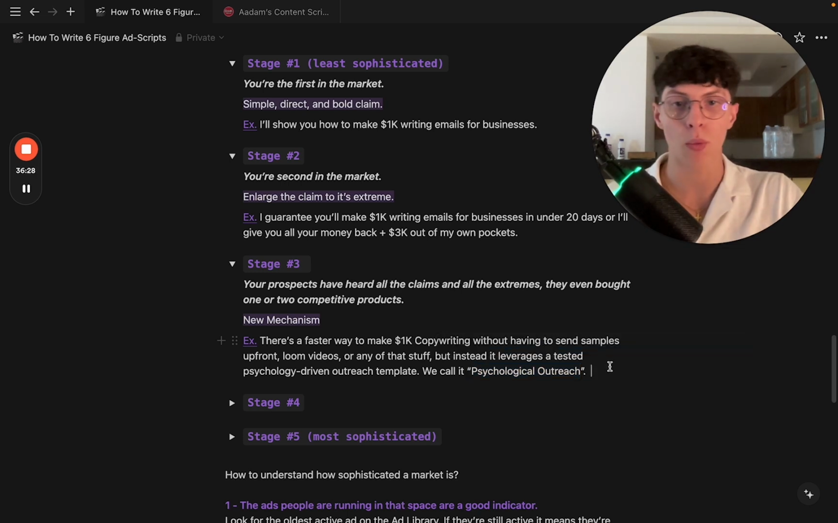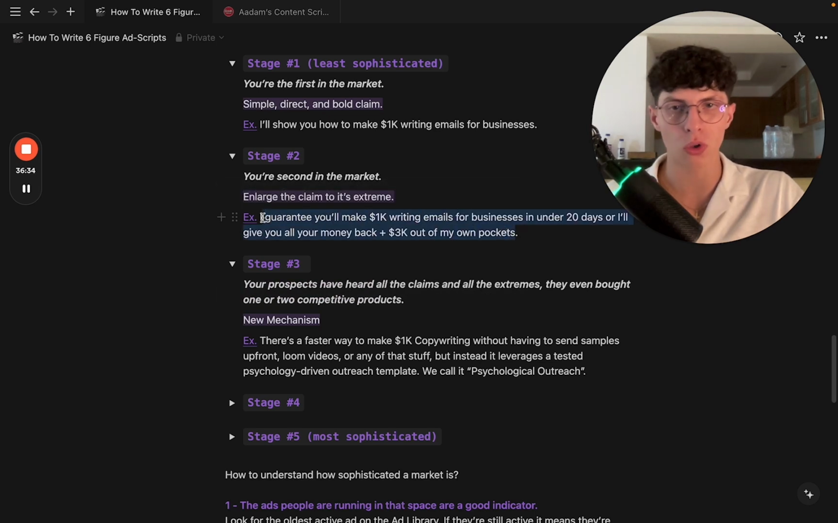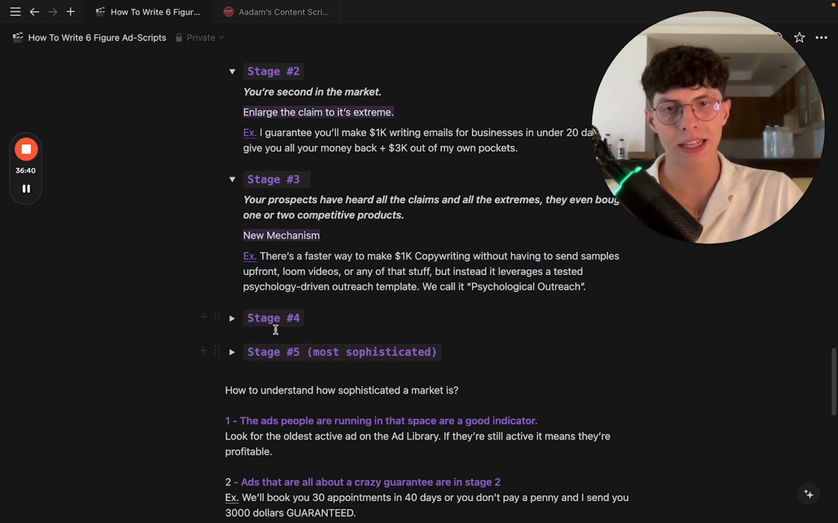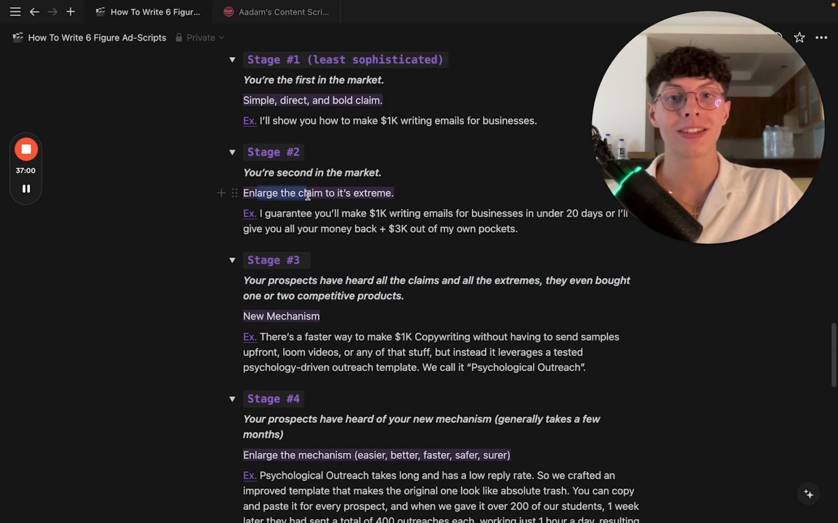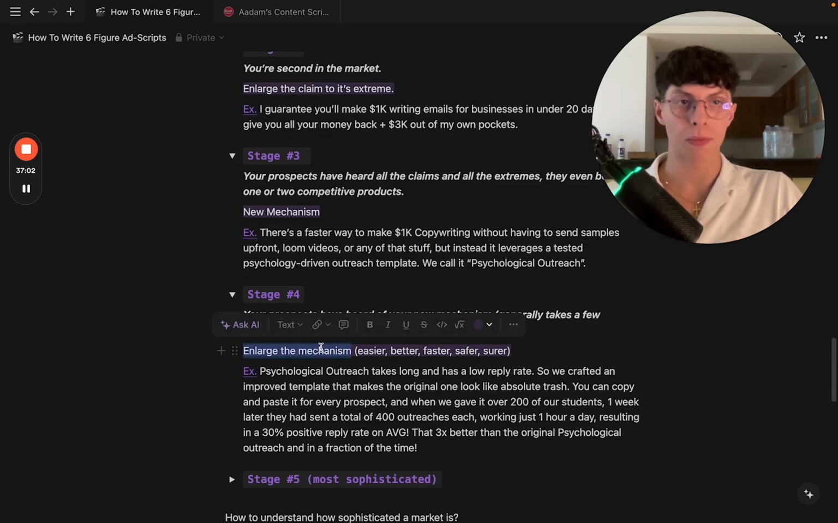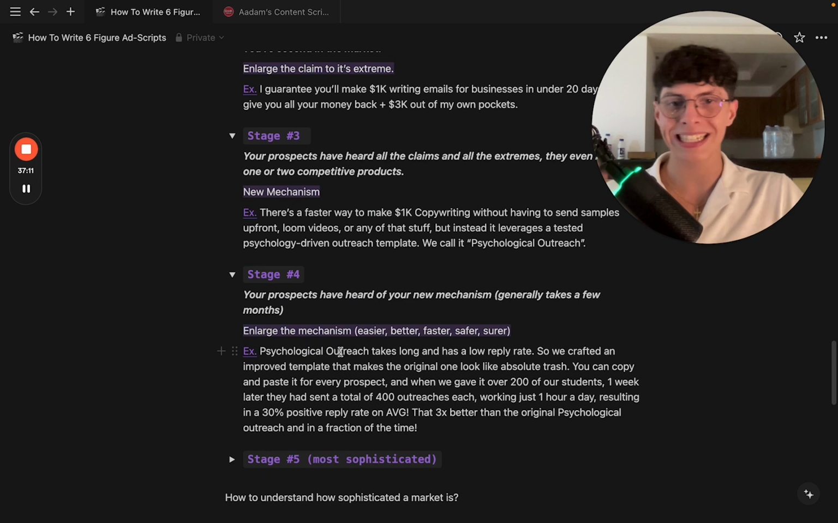And this is why when we find ourselves in stage number 3, when all of the claims have been used and they even bought some courses and failed, you need to hit them with a new mechanism. Okay, now that we understand this, what do we do when this new mechanism is not new anymore? In fact, it takes a few months until the new mechanism is not new anymore. So what you do here is you enlarge the mechanism. Here, we enlarged the claim, while here, we enlarge the mechanism. So we make it look easier, better, faster, safer, surer, all that kind of stuff. So let me give you an example. Psychological outreach takes long and has low reply rate. So we're basically talking shit on the old new mechanism. Okay?